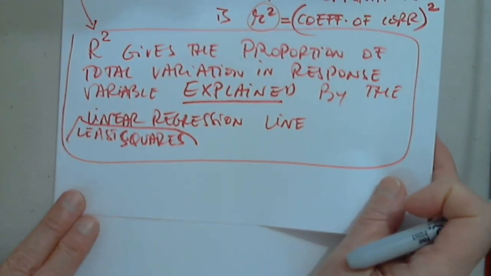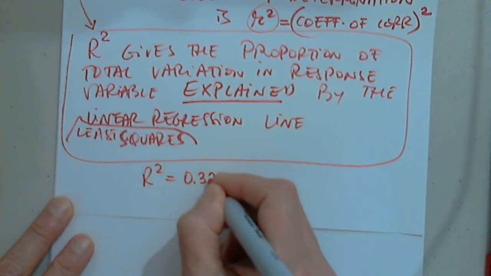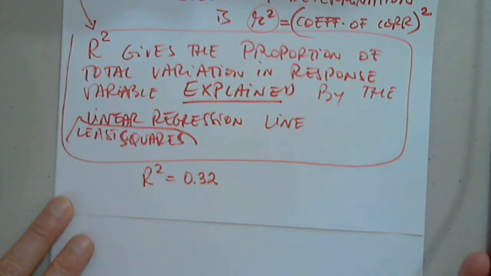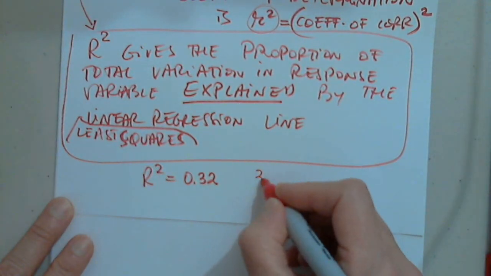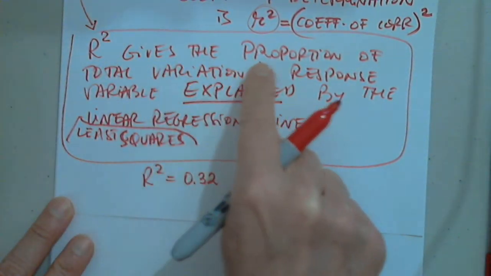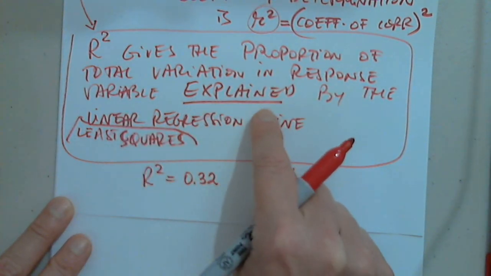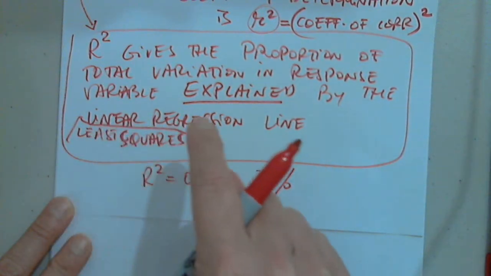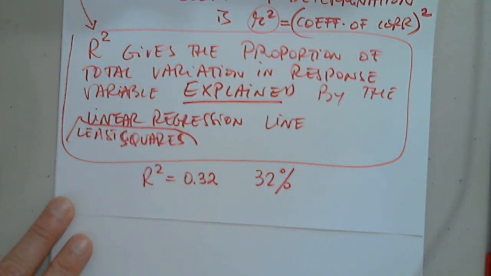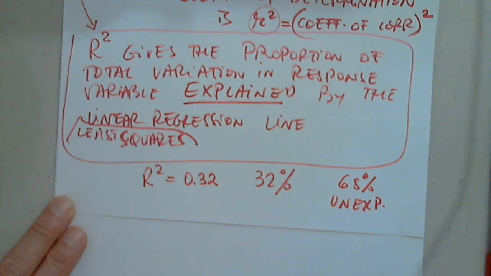So here's an example before we continue. Let's say I get that r squared is 0.32 for a particular data set. What does this mean? It means that the proportion of 32%, so r squared is 32%, is the proportion of total variation in the response variable explained by the least squares linear regression line. So the rest of 68% is unexplained by the linear regression line. It's explained by something else.